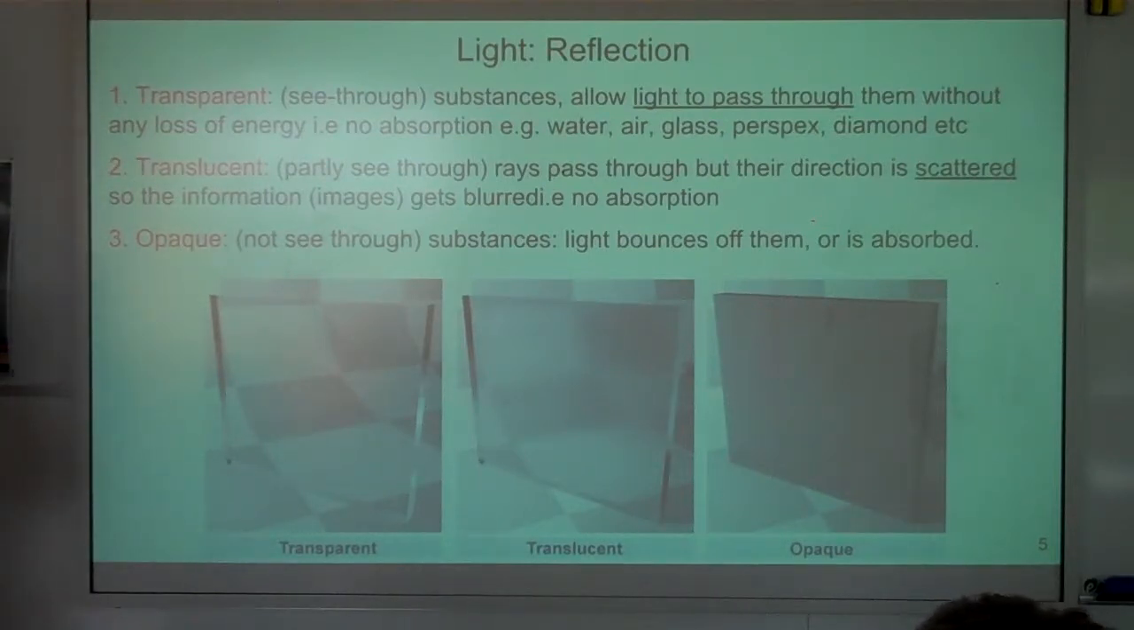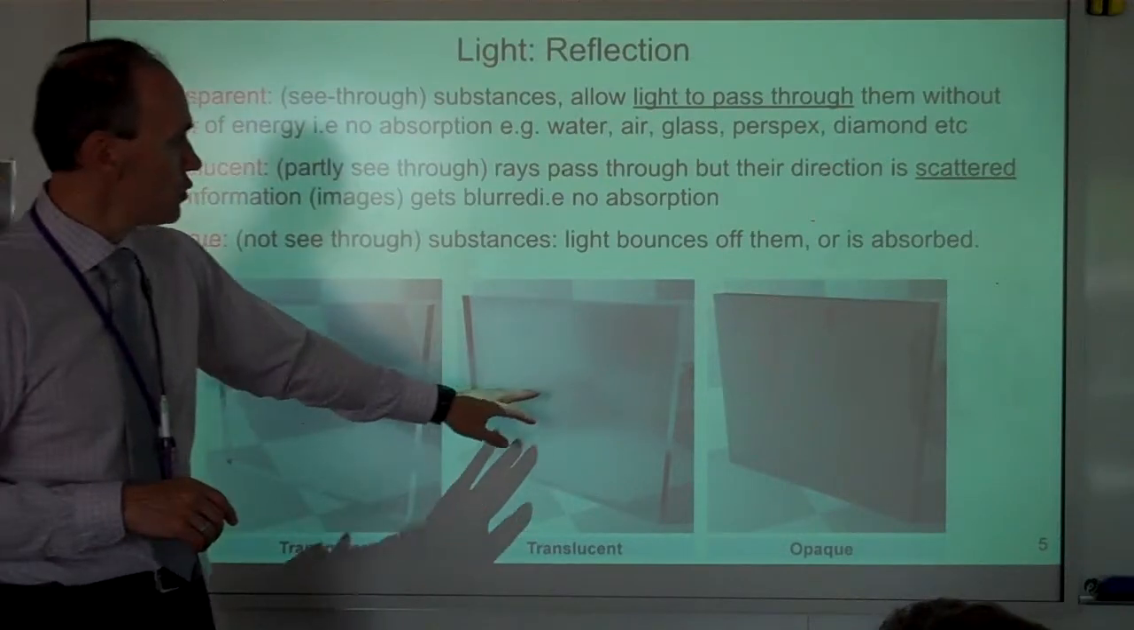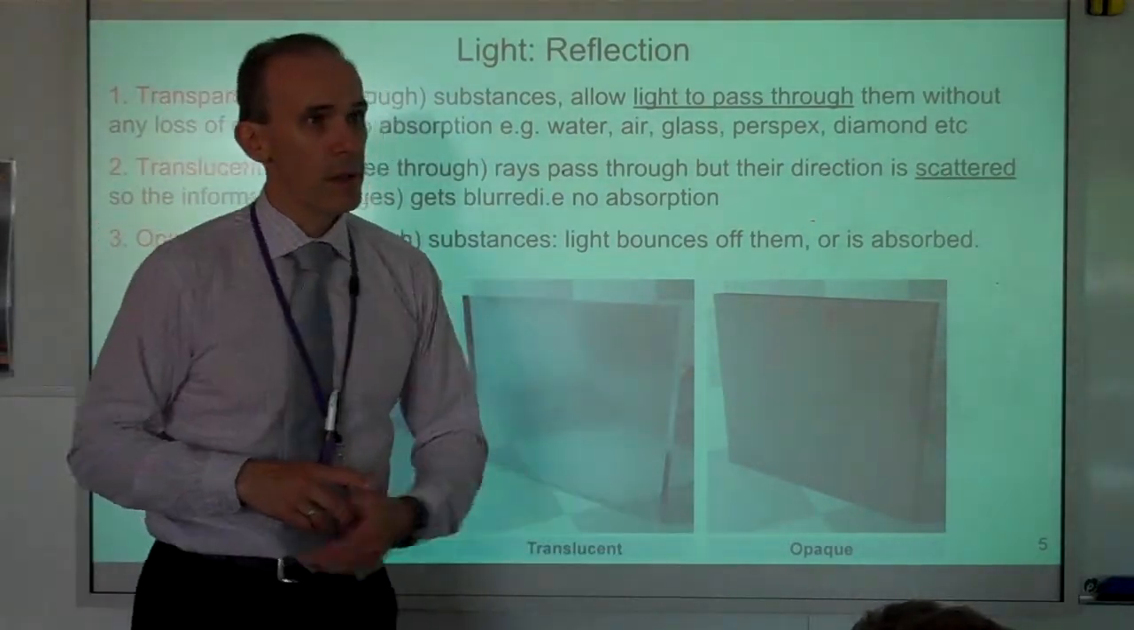They're the windows that usually have that white film on them. You can see people moving around back there, but you can't see clearly what's going on. Opaque is not see-through. Light bounces off, or it is absorbed. And so there you go: transparent, you can see the checkerboard pattern; translucent, it's blurred out; and opaque, you can't see.